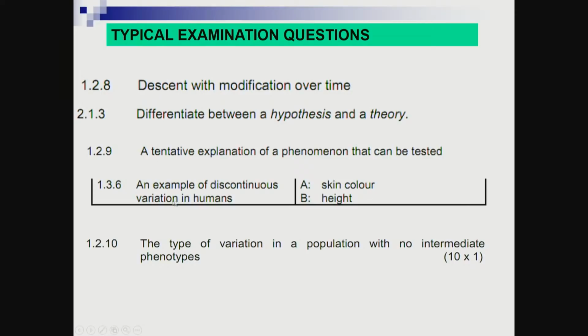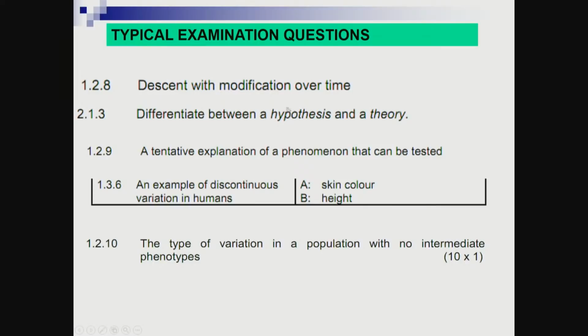Example of discontinuous variation in humans: is it both of them, skin color and height? They are continuous. Skin color and height is continuous variation. So in this case, none of them. A population with no intermediate phenotypes, that is discontinuous variation. So very important, discontinuous and continuous variation.